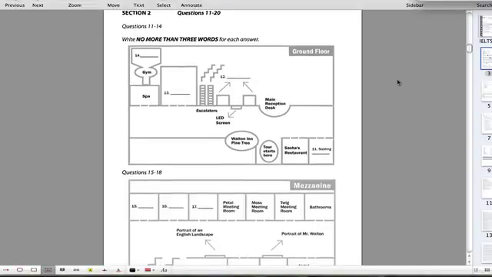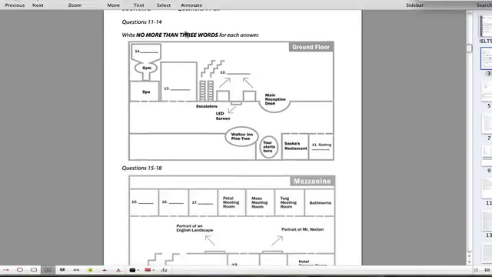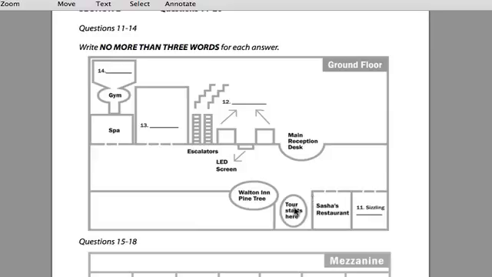Now here we're given a map, no more than 3 words. We see there's a ground floor and there's a mezzanine. The questions 11 to 14 will come in order. So the tour starts here. We're facing the main reception desk.